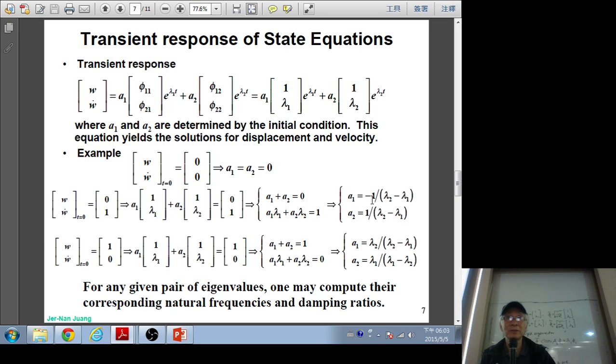Think about that. So this is how eigenvectors and eigenvalues solve your transient response, meaning solving your homogeneous solutions. And the same thing, if you say, okay, W equals 1, you have initial displacement but you don't have initial velocity, then again, from this equation, you solve A1 and A2. So A1 plus A2 equals 1, and A1 lambda 1 plus A2 lambda 2 equals 0. That's the second equation. From these two equations, you solve A1 and A2.